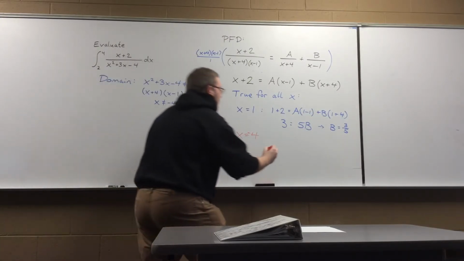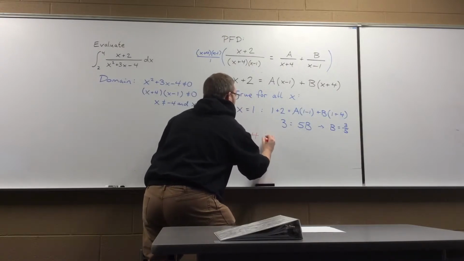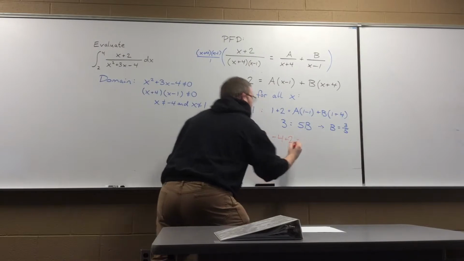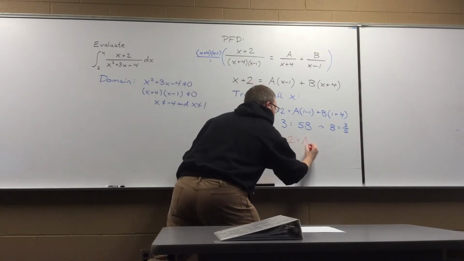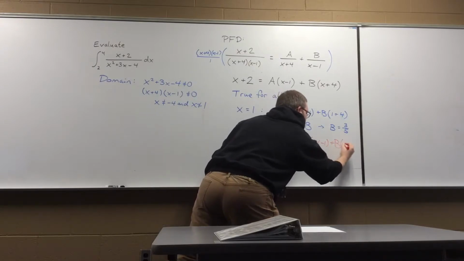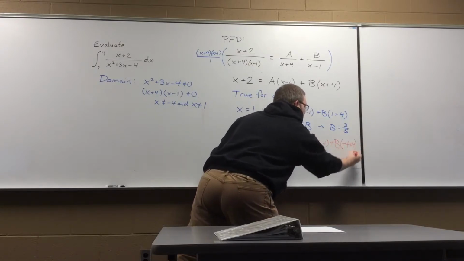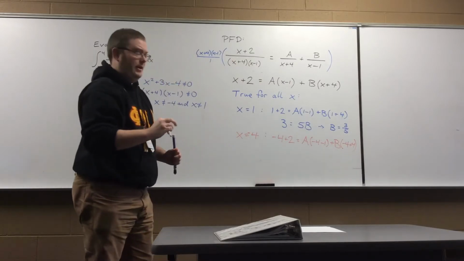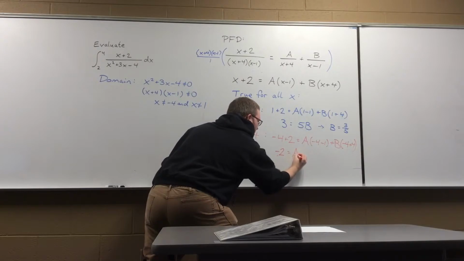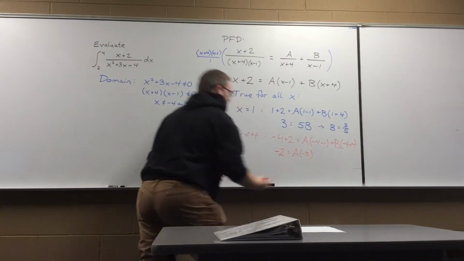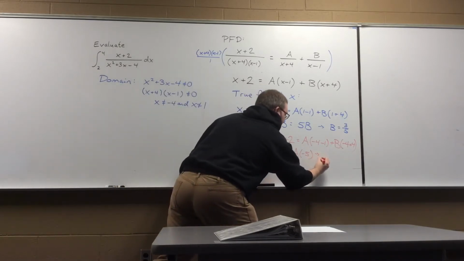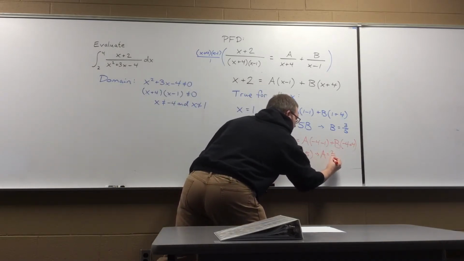If we set x equal to -4, the left-hand side would become -4 plus 2. Right-hand side, we would have a times (-4 minus 1) plus b times (-4 plus 4). Oh man, I hope I squeezed that in there okay. Regardless, we're going to get -2 is equal to a times -5. Dividing both sides by -5 yields that a is equal to 2/5.